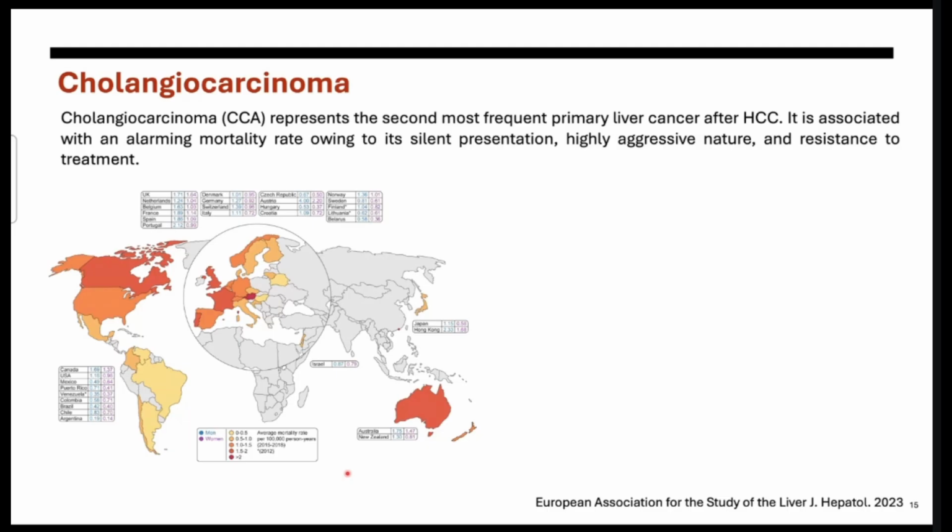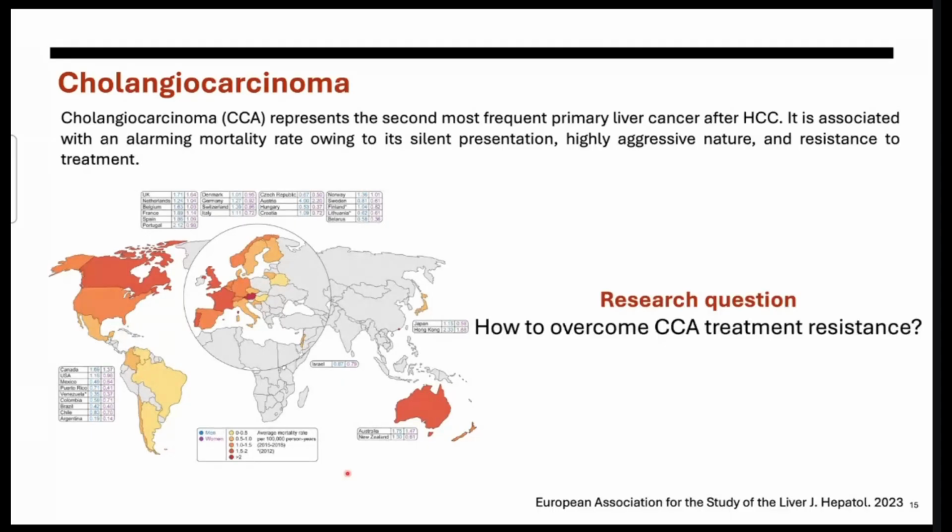So what is cholangiocarcinoma? It is the second most frequent primary liver cancer after hepatocellular carcinoma, and it is highly aggressive in nature. It seemed rare in the beginning, but studies constantly show that it is becoming more frequent in European countries and the Western world. It is also super resistant to treatment strategies. So now the question is, how can we overcome this resistance to treatments in the clinics?